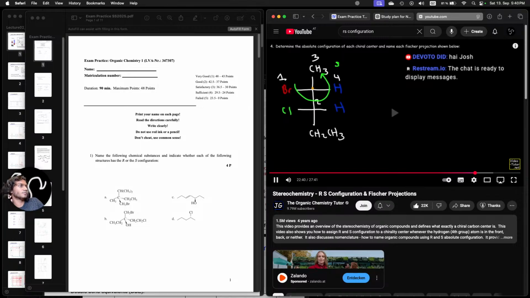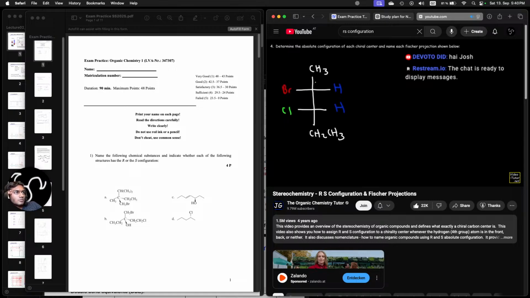Now for the second chiral center, chlorine is going to be group number 1. This entire group is number 2. If we compare carbon to carbon, it's a tie. And then carbon to bromine, bromine wins. So this is number 2. Ethyl is number 3. H is 4. So going from 1 to 2 to 3, skipping 4, it appears to be R, but H is in the front, so we reverse it, and we get the S configuration.